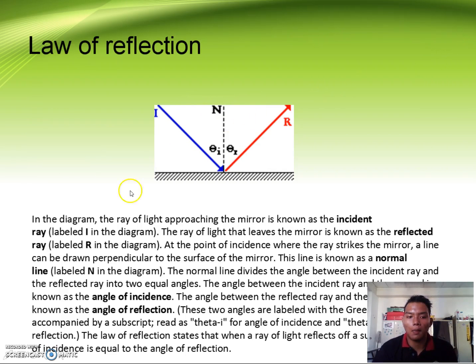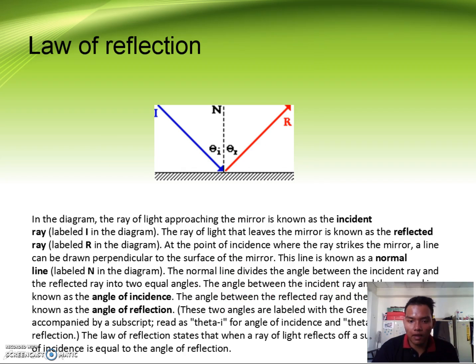Law of reflection. In the diagram, the ray of light approaching the mirror is known as the incident ray, labeled I in the diagram. The ray of light that leaves the mirror is known as the reflected ray, labeled R in the diagram. At the point of incidence where the ray strikes the mirror, a line can be drawn perpendicular to the surface of the mirror. The line is known as the normal line. The normal line divides the angle between the incident ray and the reflected ray into two equal angles.